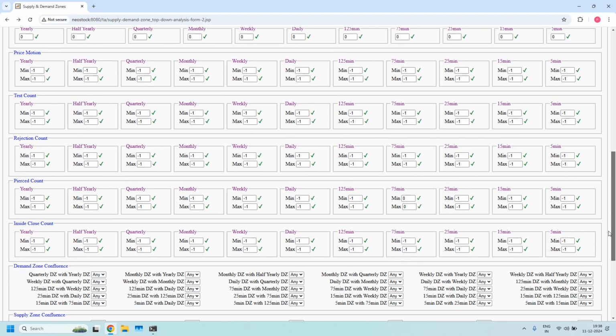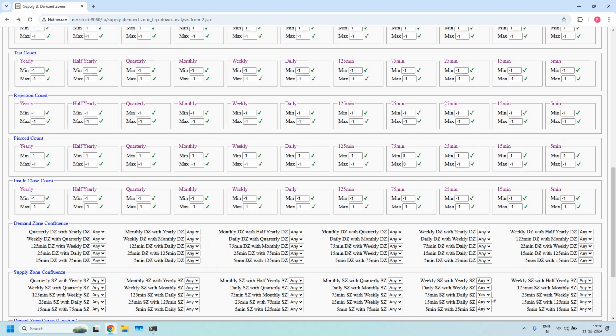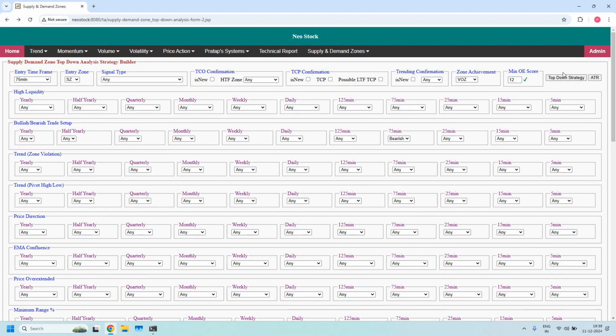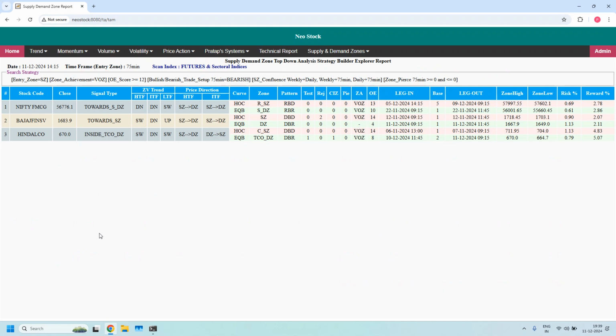In the supply zone confluence, 3 filters we have to set. First filter is already enabled, daily with weekly. Next, daily with monthly supply zone confluence. Weekly with something is mixed up. 75 with weekly supply zone confluence. I am removing this. And daily with weekly supply zone confluence. 3 filters are enabled. 75 with daily supply zone confluence, 75 with weekly supply zone confluence, daily with weekly supply zone confluence. With all the 3 filters, LTF, ITF, HTF supply zone confluence, we got 3 stocks out of 4.